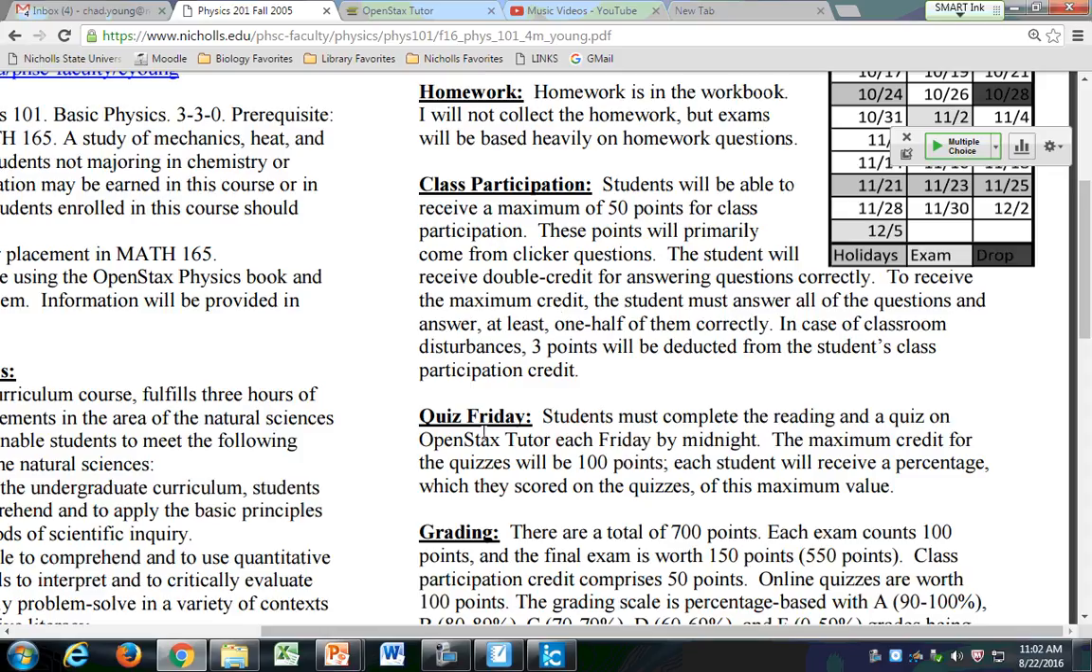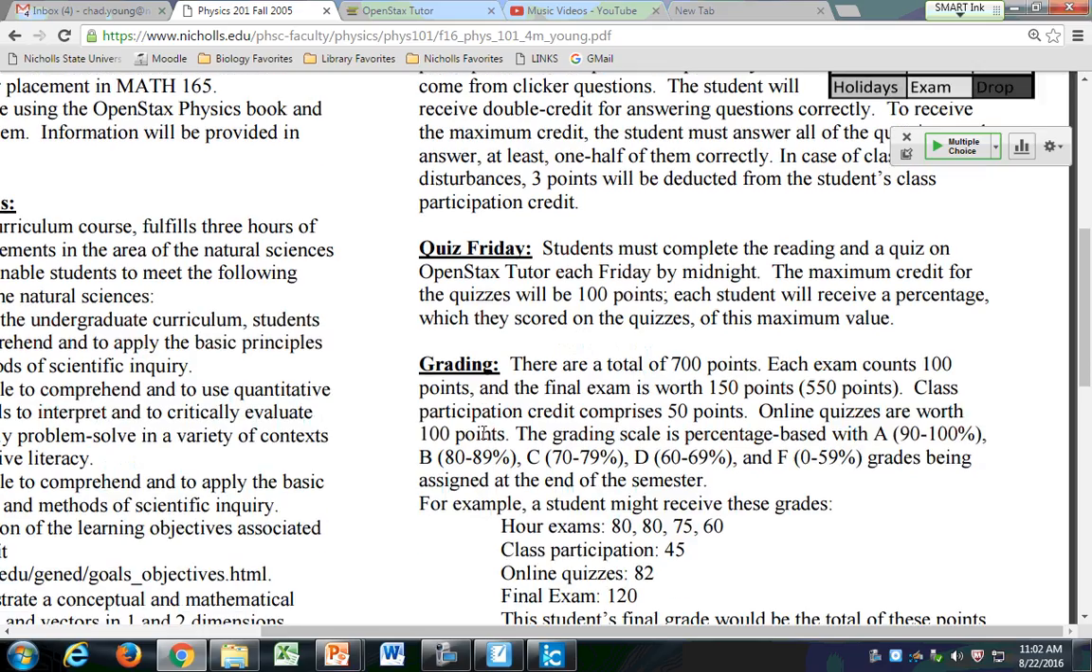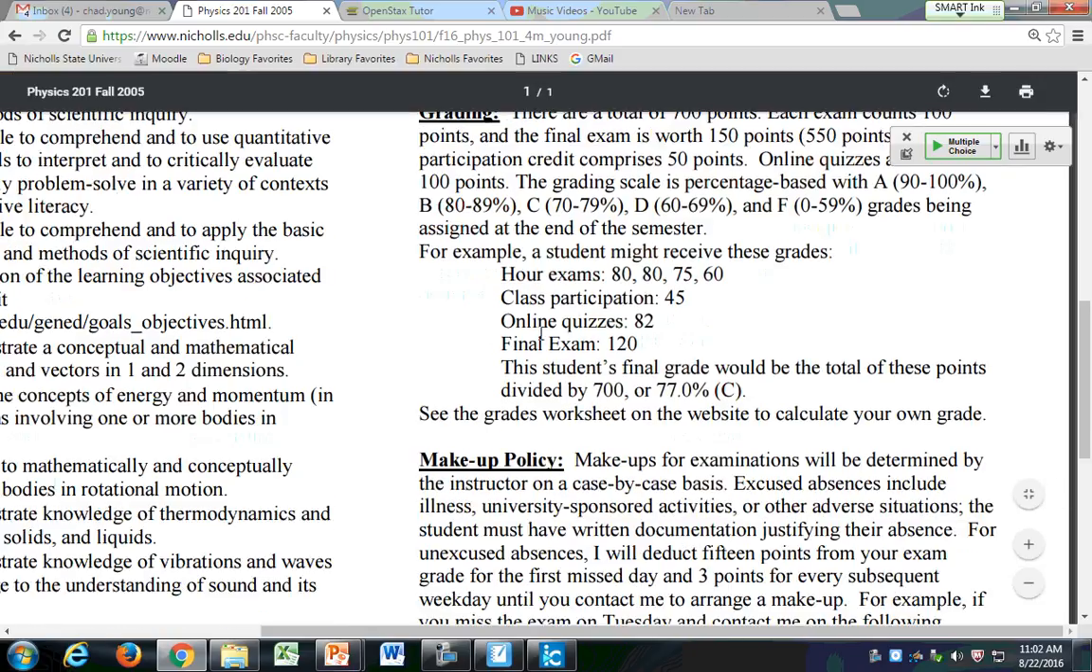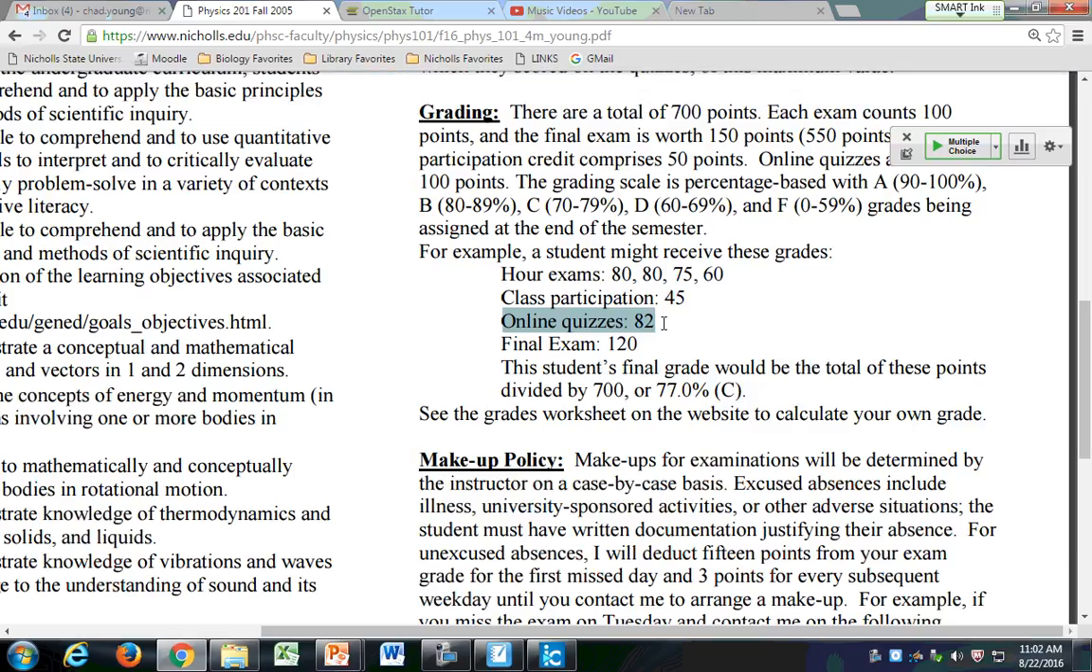Every Friday you'll have a quiz. Some of you have already done your quiz for this Friday, a couple of you. I sent out a message about that. It's on this OpenStax tutor that I'll show you here in just a moment. There's our grading. These online quizzes, these are tutor quizzes, this homework system that we're using. Those are going to be worth a full exam. That's a lot, folks. That means you have 4 exams, but it really means you have 5 exams. And 1 exam is sort of cumulative as you go through the semester.